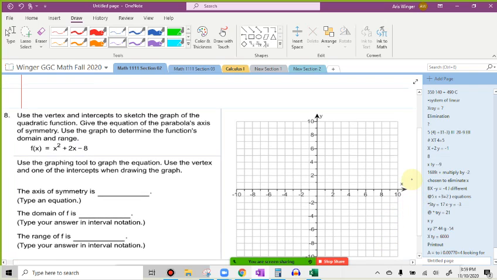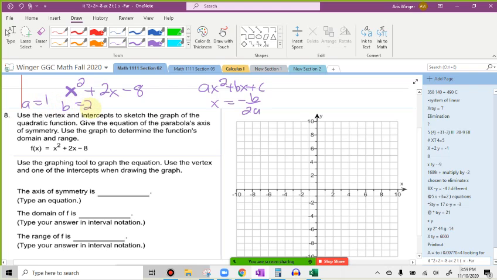All right. So we've got x squared plus 2x minus 8. We know that the vertex occurs at negative b over 2a. Here a is 1, b is 2, and c is negative 8. So x equals negative b over 2a, which equals negative 2 over 2 times 1. The x coordinate of the vertex is negative 2 over 2, which is negative 1.